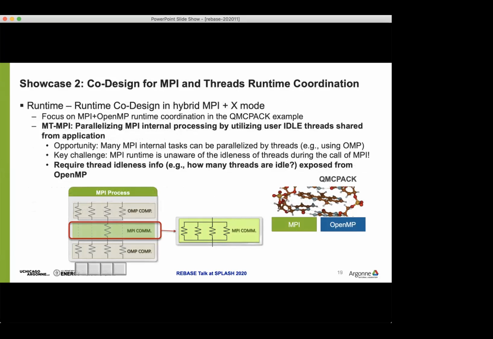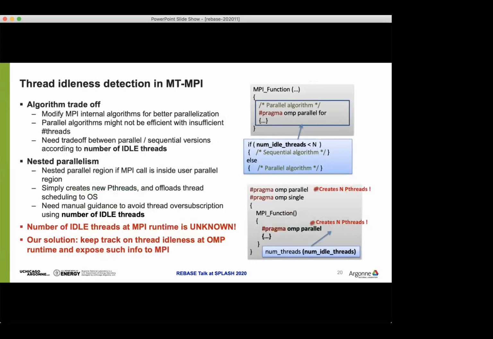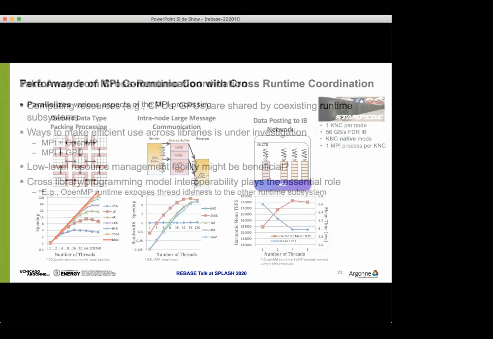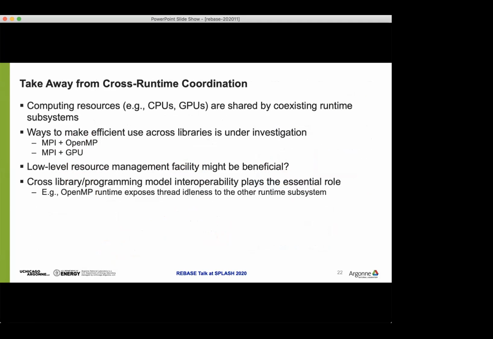Okay, so I don't think I get too many time. So maybe I need to basically skip the second showcase. The second showcase, I basically trying to describe what we are doing to co-design across different runtime subsystems and optimize the performance in the hybrid MPI plus thread model that basically supports the QMCPACK application. Okay, so I will basically skip what we have done. Let's go to the takeaway. Okay, that's a quick summary.